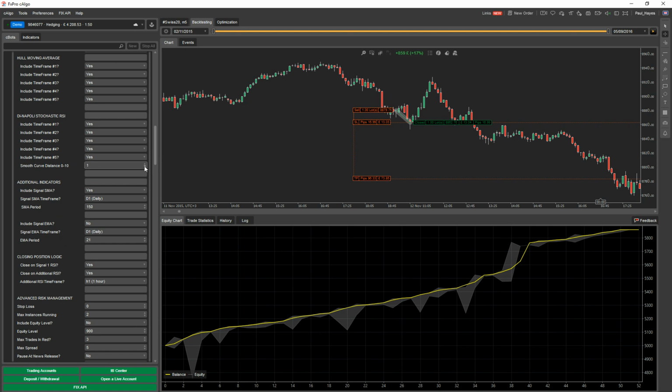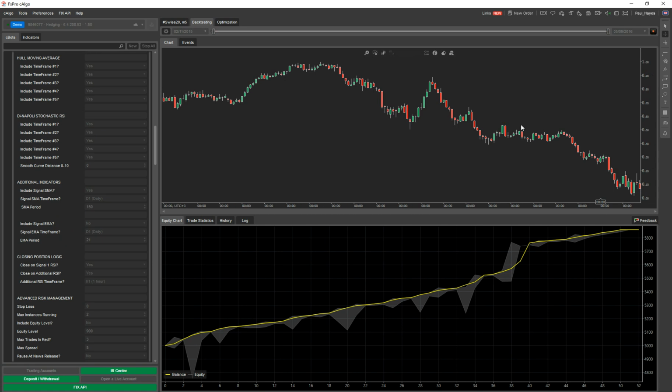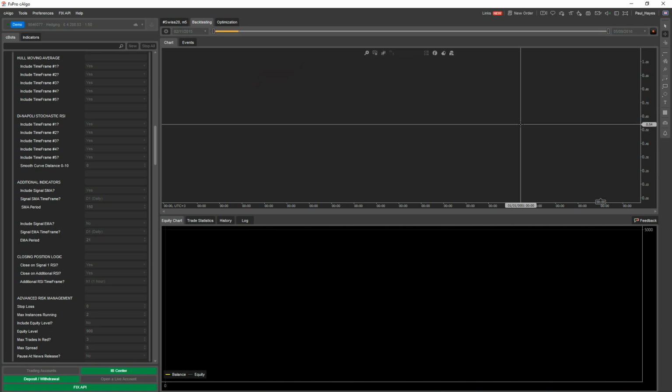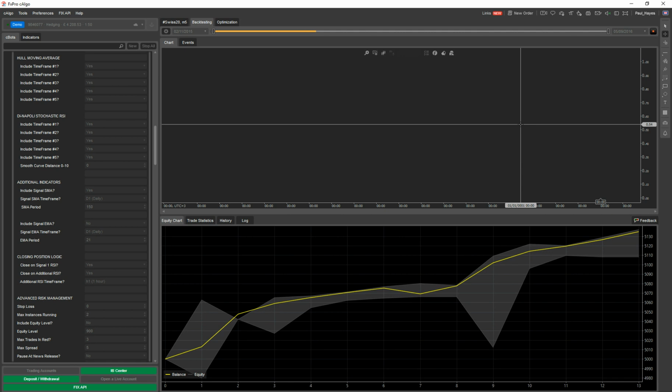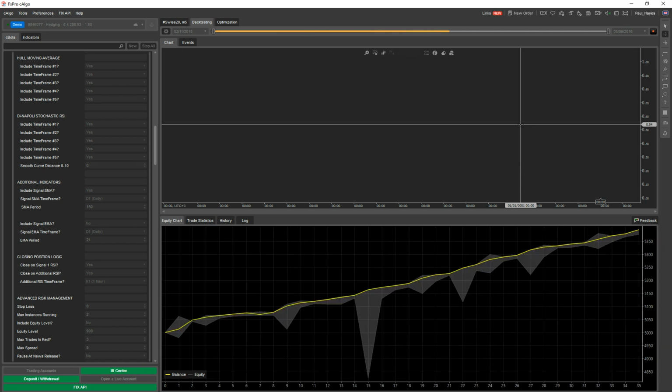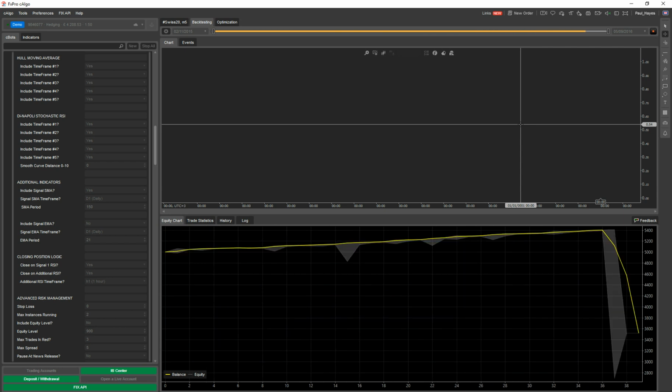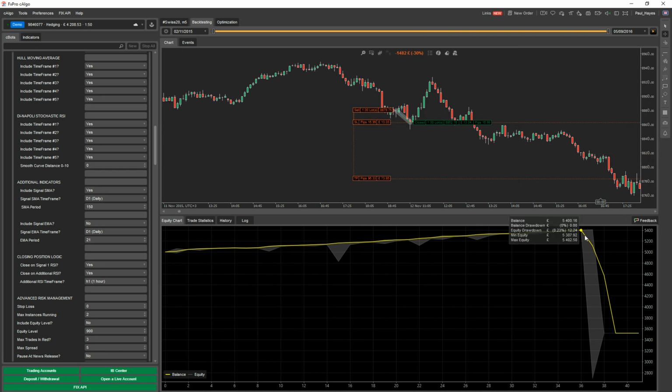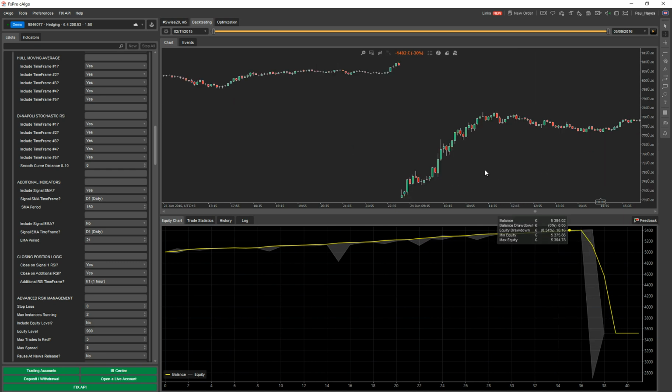If I turn this off and I run this backtest, this is just running as if it's a normal DiNapoli stochastic RSI with no other additional logic. I think it's this one. There you go. Massive drawdown. You could obviously avoid that by avoiding trading within those hours.